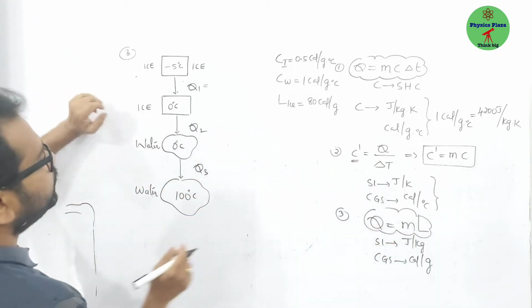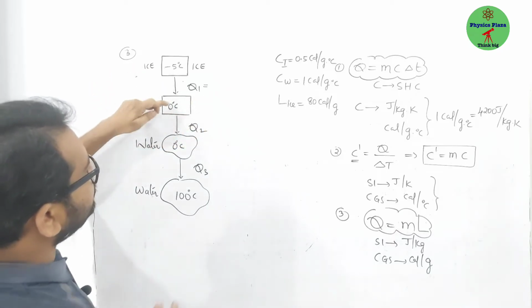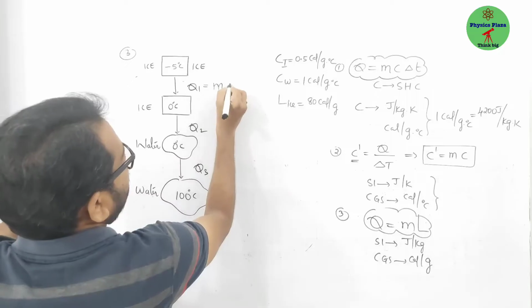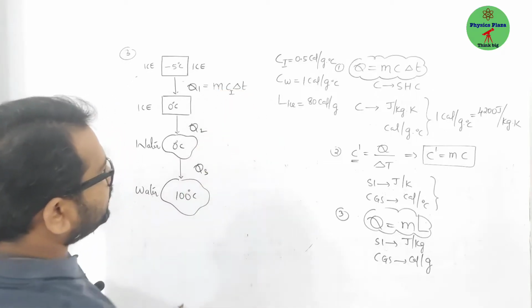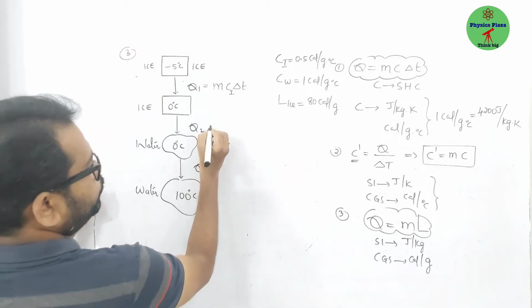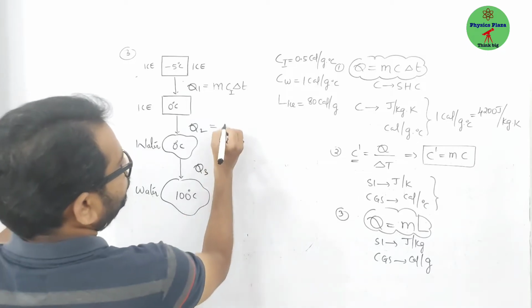Fine. Q1, children, there is no change in state. There is only a change in temperature. So it is mc delta T. But this is the specific capacity of ice. And Q2, there is no change in temperature, only a change in state.